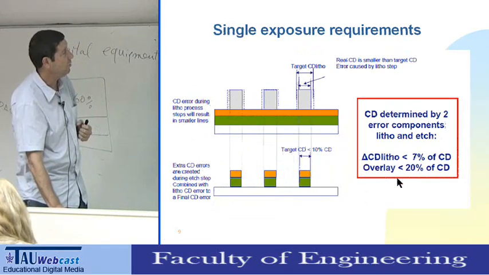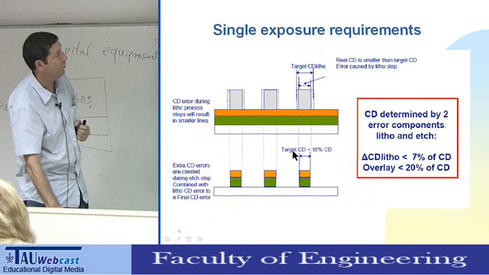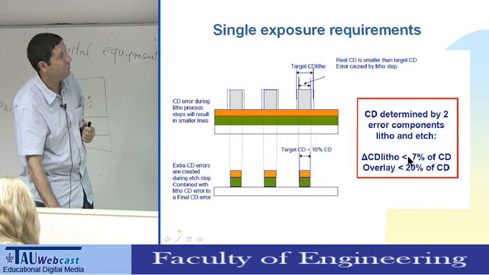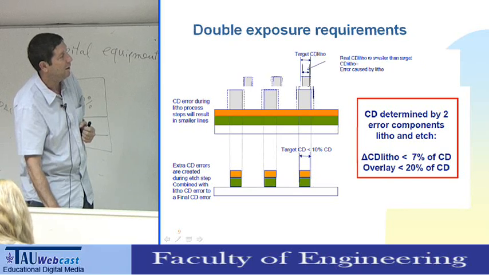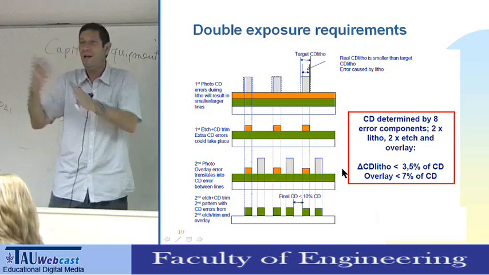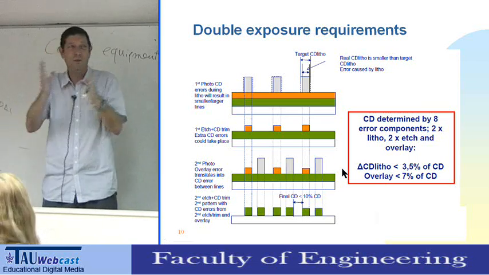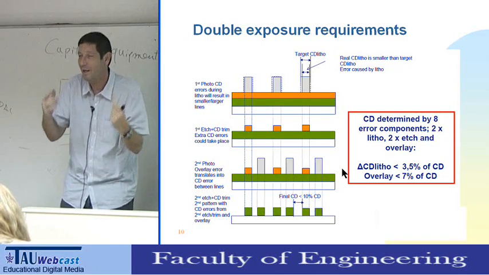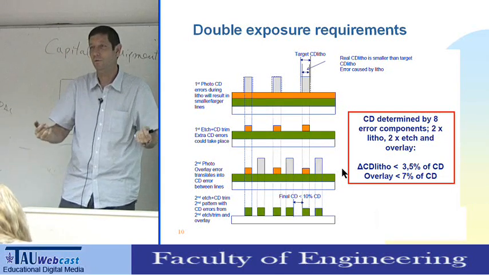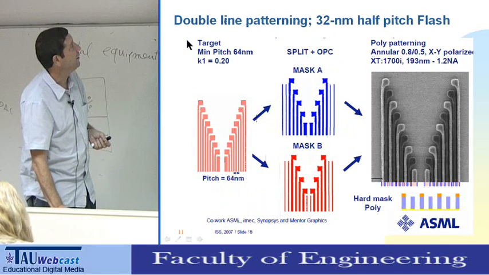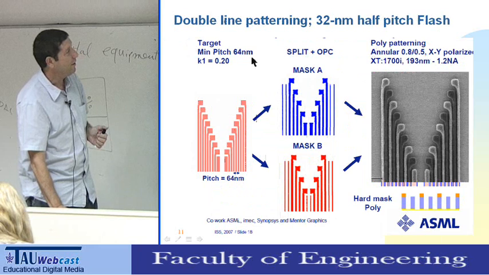So in conventional lithography, if you want 10% target CD, this will be the delta CD for the litho and the overlay. Now in a double exposure, you gain with the resolution, but your process control should be much tighter, because now you are less tolerable to error. So this is what you pay. Nothing comes free. Give you an example.